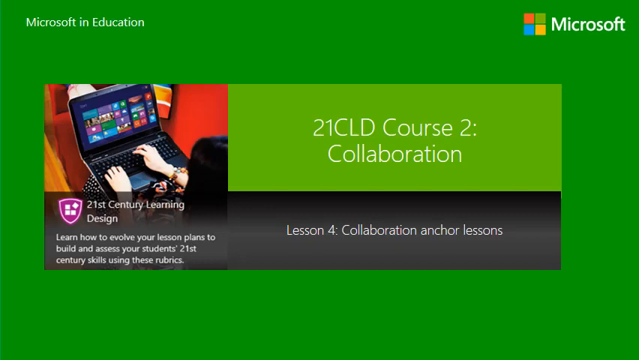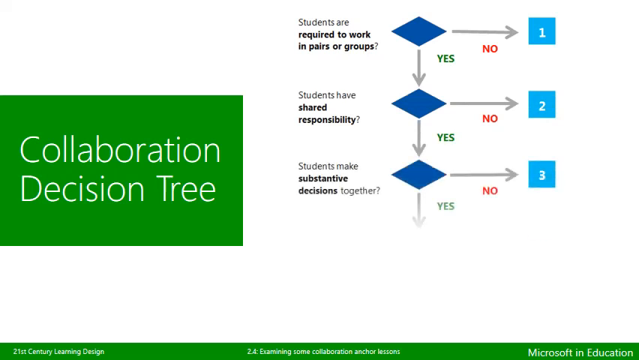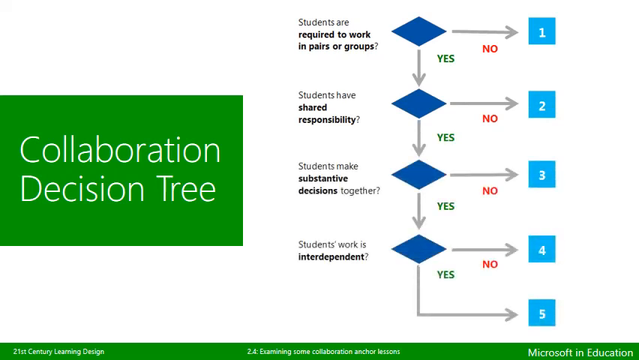In this unit, we are going to be examining some classroom examples to decide the type and quality of collaboration that is evident in the learning activity. Let's recap by looking at the decision tree for collaboration. As you learned in the previous unit, the decision tree for collaboration is built around 4 questions, and each question corresponds to a big idea in collaboration.